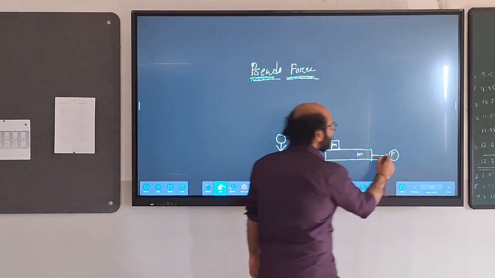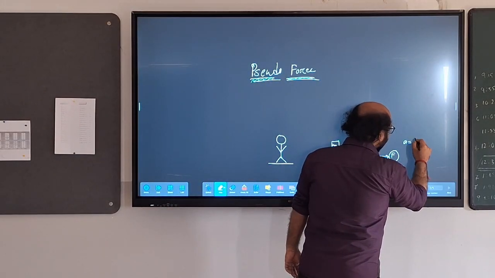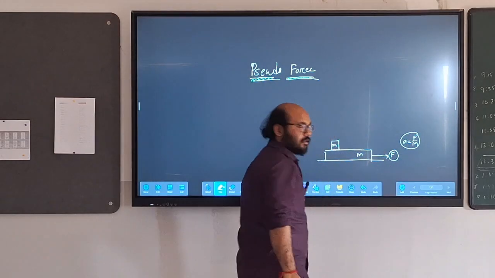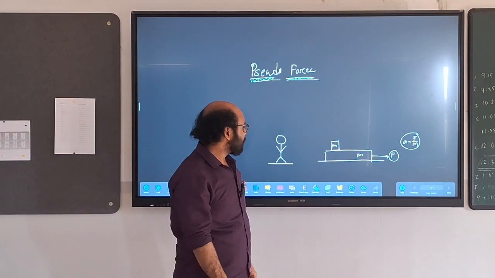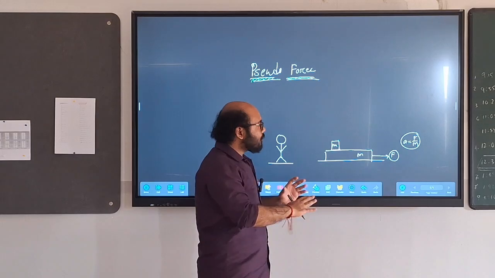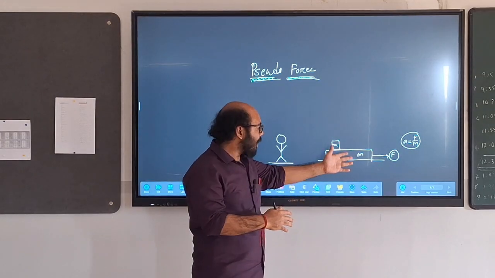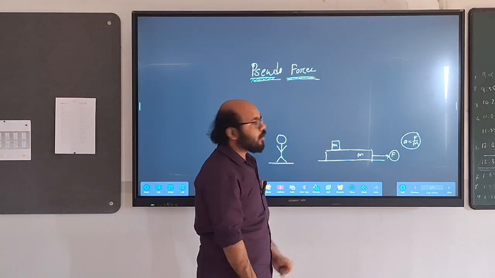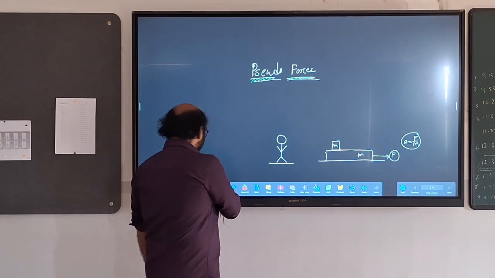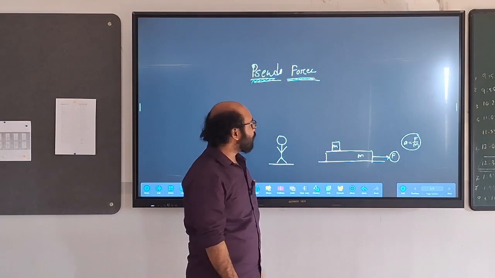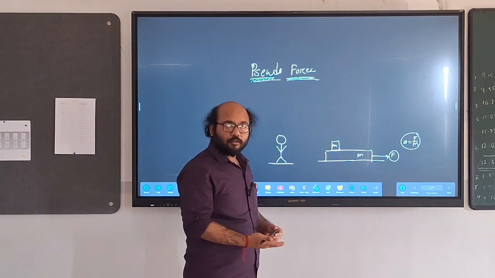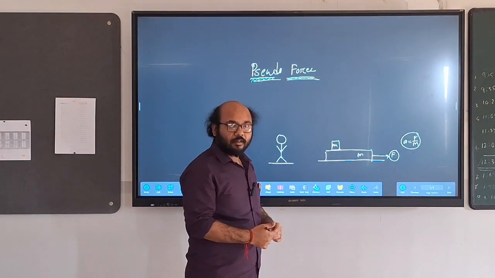How much is that acceleration? That acceleration would be force divided by the mass. Now, we are not very much concerned about what will happen to this slab. We are more concerned about what will happen to the smaller block. There is no force on the smaller block. Only gravity is acting upon it. Any other force? No, there is no friction.